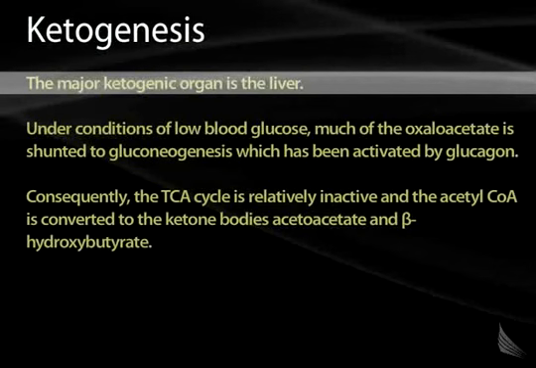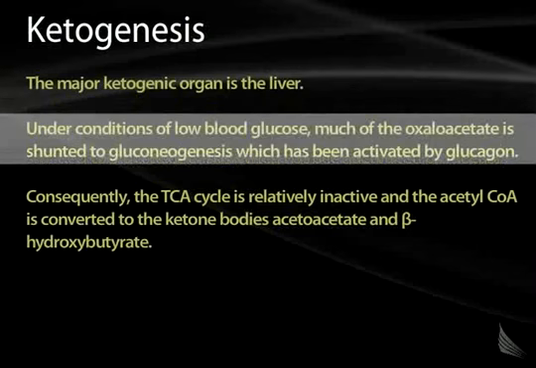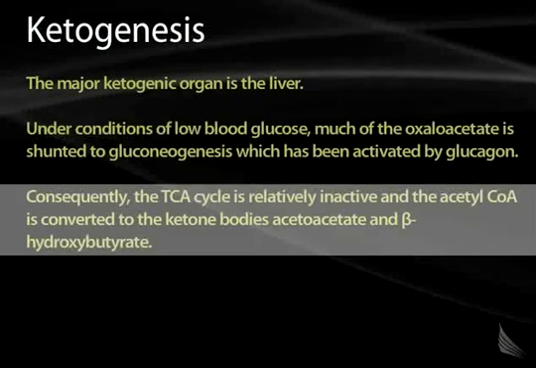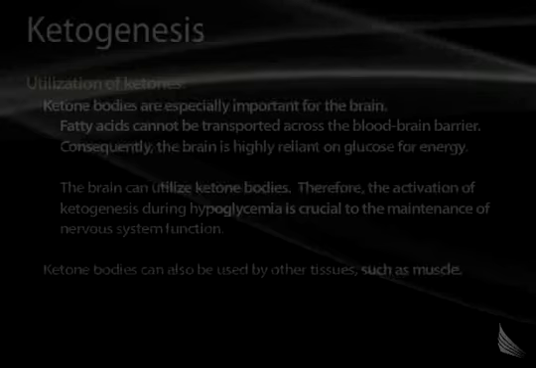The major organ for producing ketone bodies is the liver. So under conditions of low blood glucose, much of the oxaloacetate is shunted to gluconeogenesis, which has been activated by glucagon. Consequently, the TCA cycle is relatively inactive because a lot of its intermediates have been shunted away to gluconeogenesis. And so what can happen in this case is that the acetyl-CoA, rather than entering the inactive TCA cycle, is converted to ketone bodies, acetoacetate and beta-hydroxybutyrate.